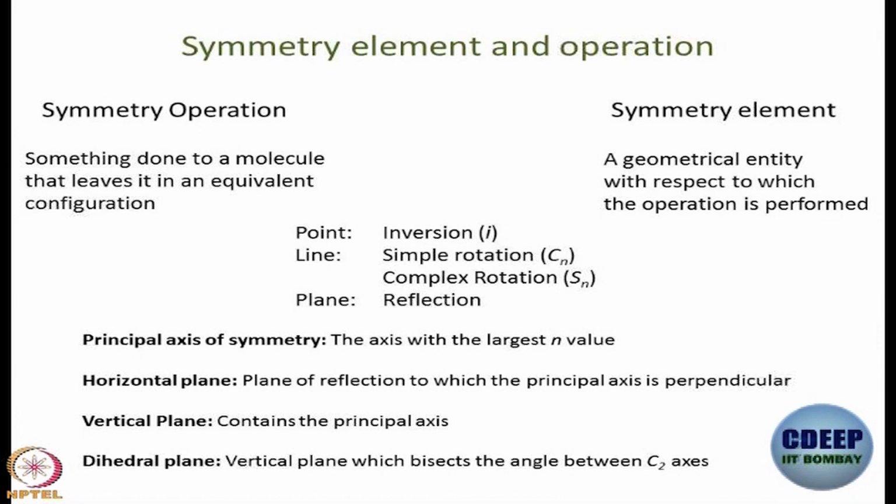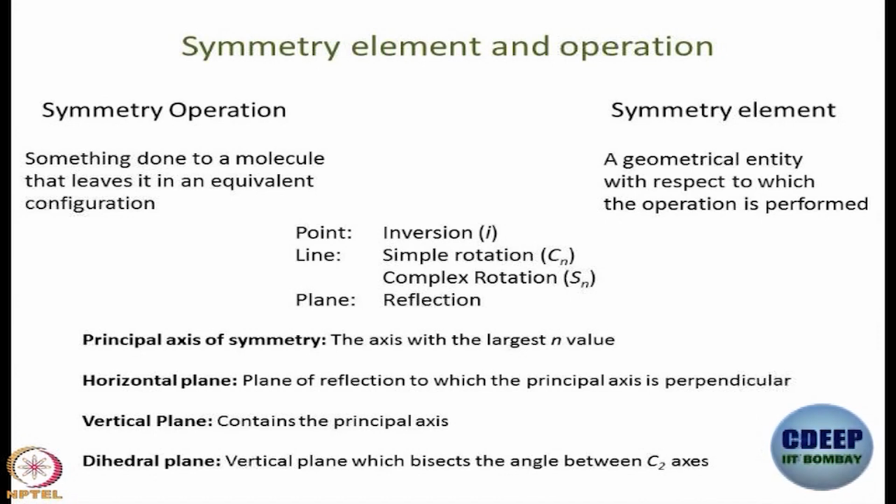If you can turn simply, that is called simple rotation, or you can turn and then do a reflection, that is called axis of alternating rotation, and it is written as Cn. What does this n stand for? By which angle will you rotate, 180 degree by n or 360 degree by n? 360 degree by n, very good. And complex rotation means you rotate by 360 degree by n and then you do a reflection along a plane to which this axis is perpendicular.